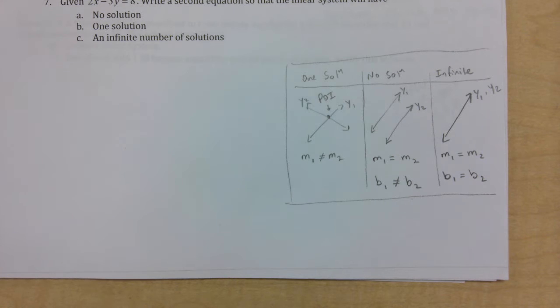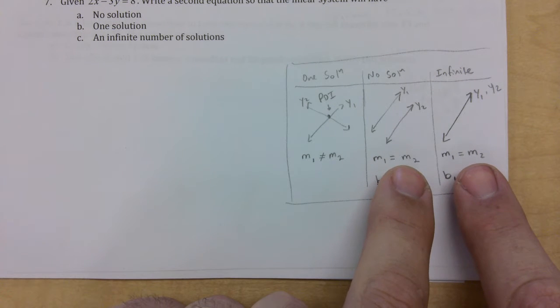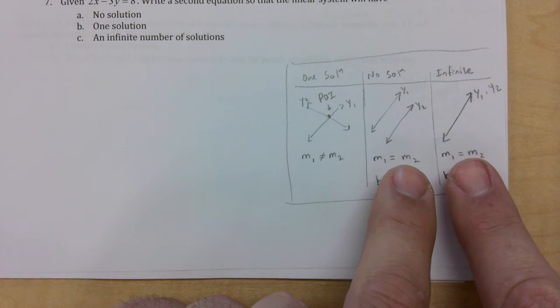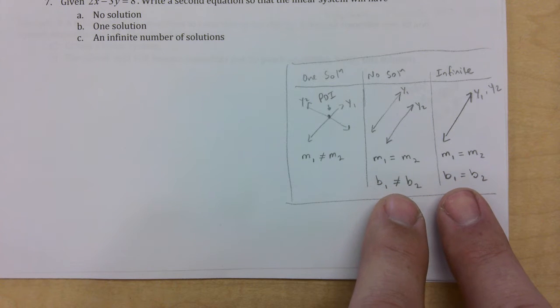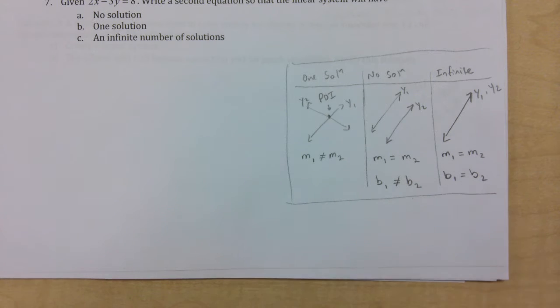So if slopes are different, forget about the y-intercept, you're done. You can conclude one solution. If the slopes are the same, then you have to narrow it down, right? Because it could be no solution or infinite number of solutions. And that you do by comparing the y-intercepts. Okay? So that's how you just think about it in those terms, and then you will know what to do.